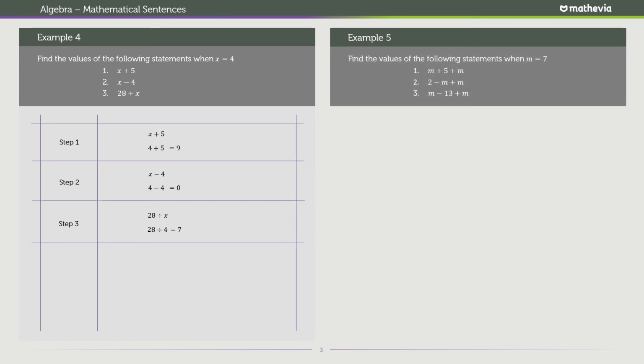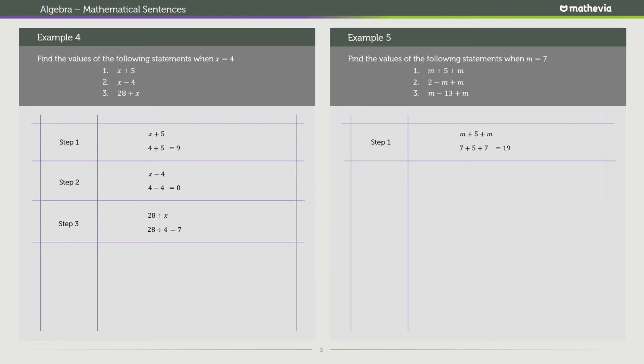Now, our final example, example 5. Example 5 says find the value of the following statements when m equals 7. We have m plus 5 plus m, and anywhere you see m, put 7. So we have 7 plus 5 plus 7. 7 plus 5 is 12, plus 7 equals 19.